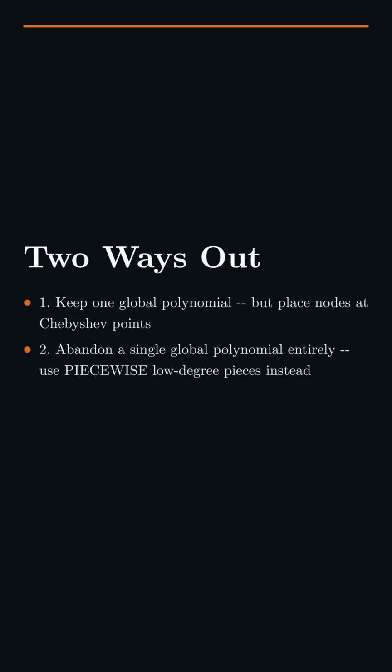So, two ways out of Runge's phenomenon. First, keep a single global polynomial, but choose Chebyshev node placement. Second, and more general, abandon the idea of one global polynomial altogether and stitch together piecewise low-degree pieces instead. That second path is the cubic spline, and that's next in this series.